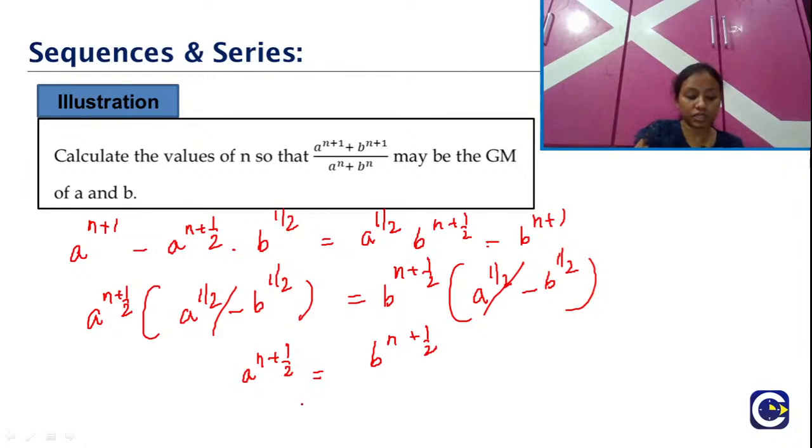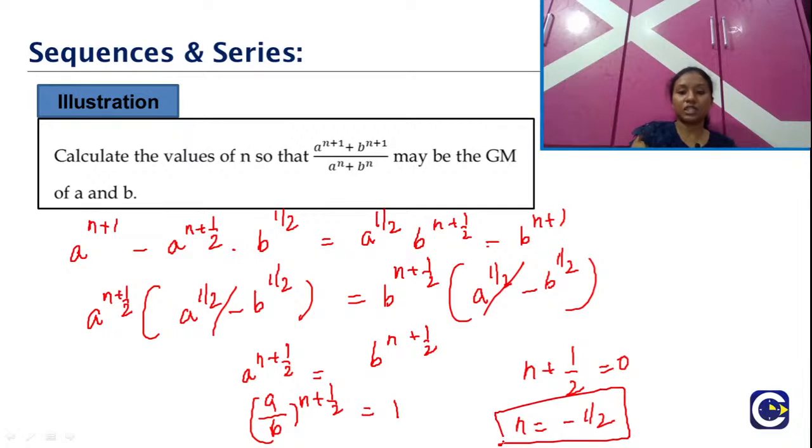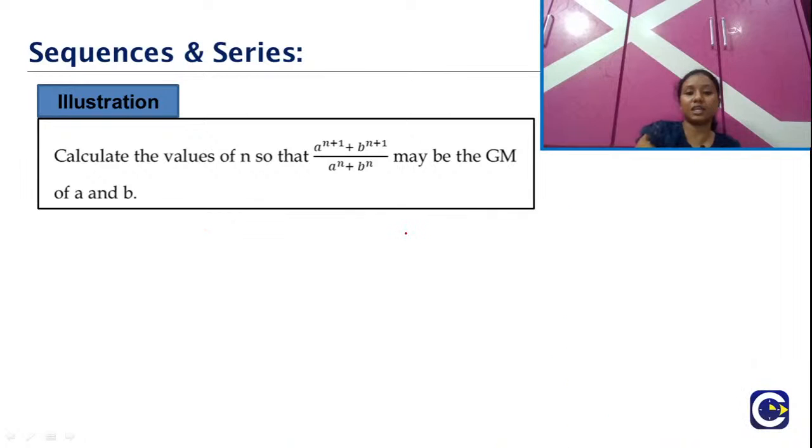Right, so now we can rewrite this as (a/b) whole power (n+1)/2, as the power is the same. So this will be equal to 1 here. Anything to the power 0 is the only possibility which will be equal to 1. That means (n+1)/2 will become 0, where n will be equal to minus 1/2. So in the given condition, if my n value is equal to minus 1/2, then there is a possibility that it will be equal to my geometric mean. So let's check that by taking n equal to minus 1/2 and substituting there.